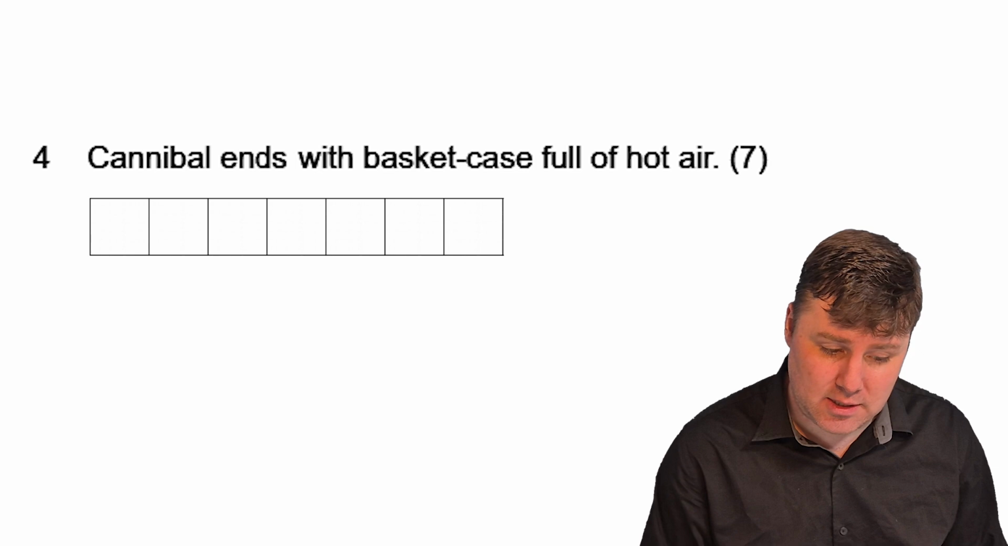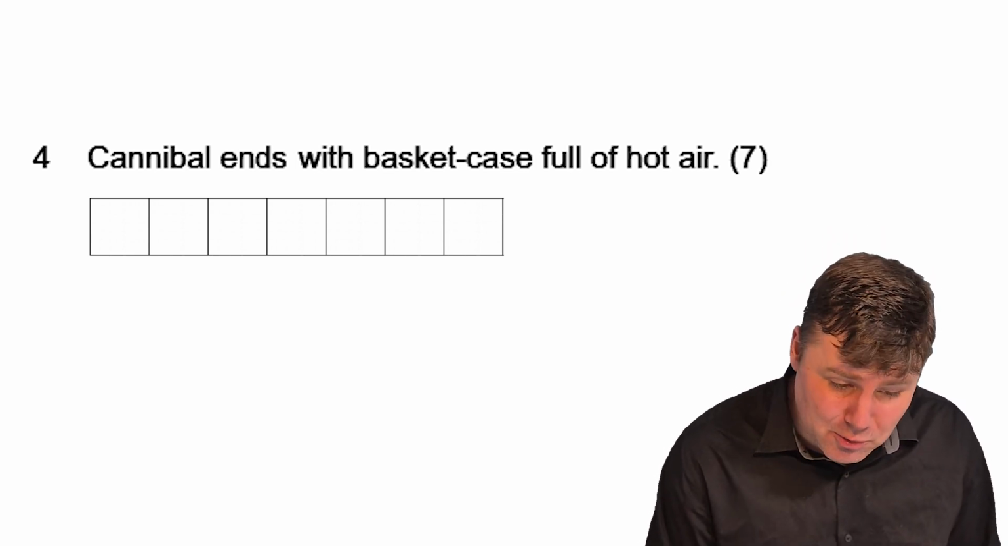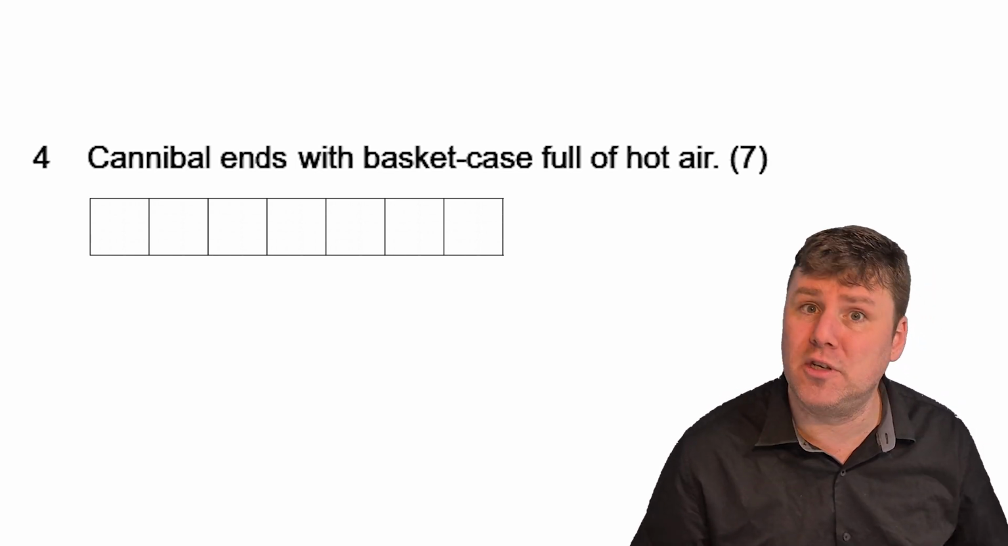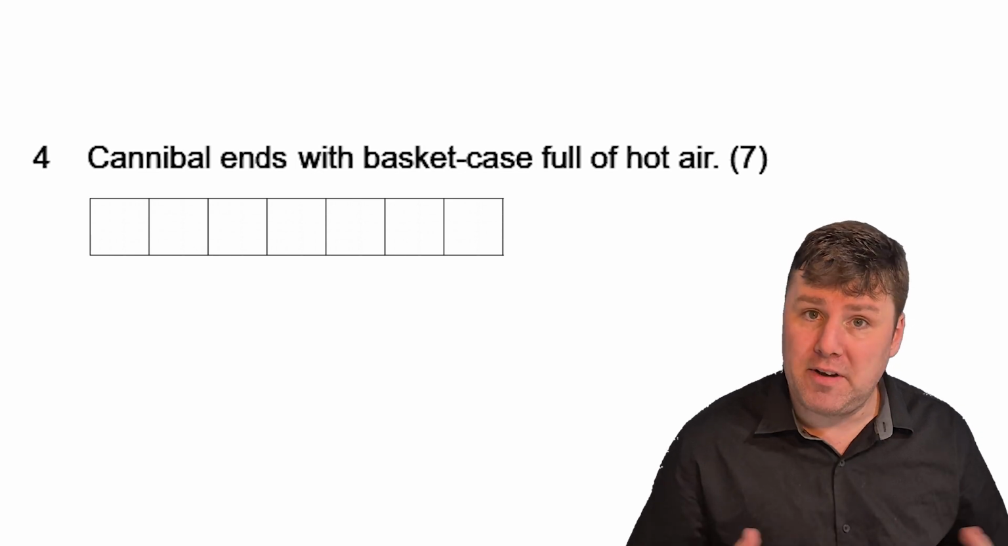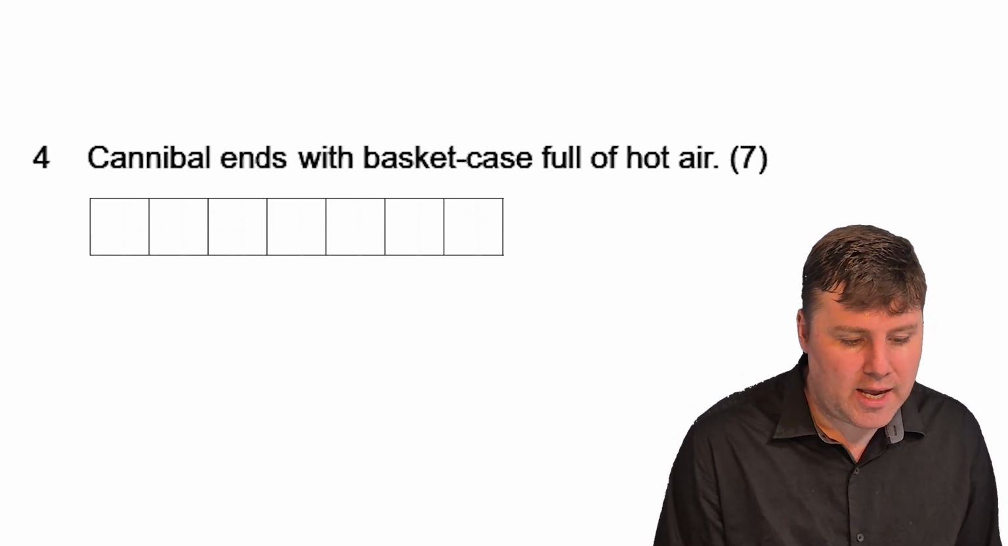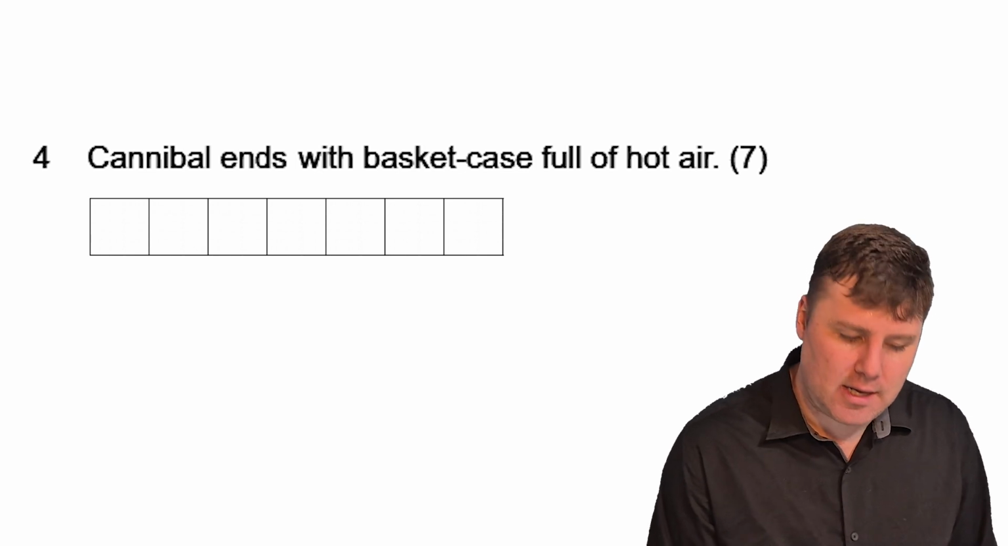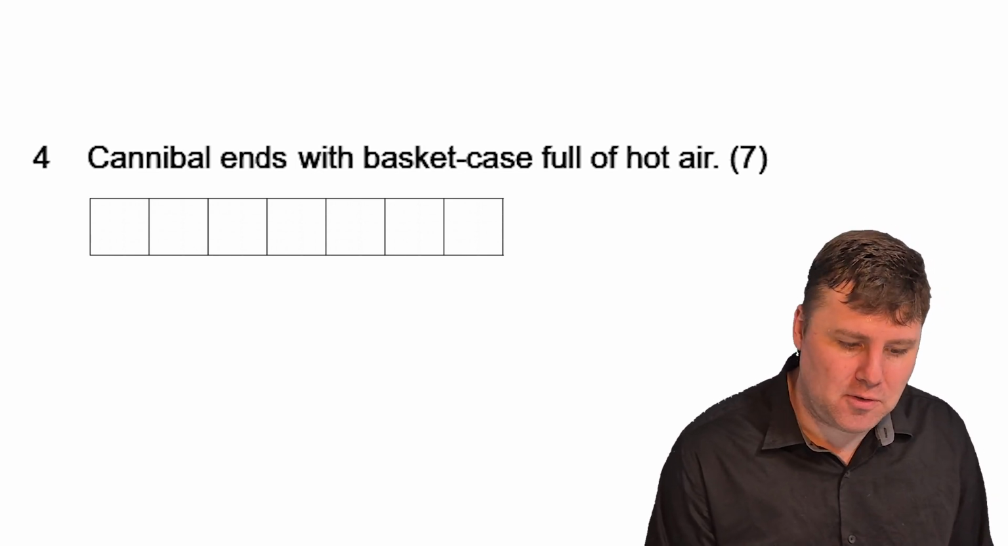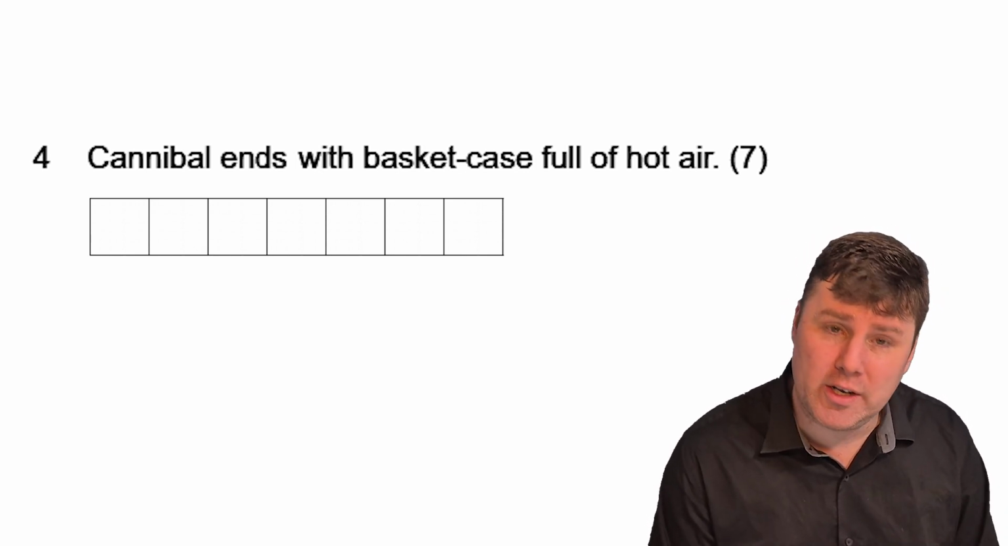Now for 4 across, we have: cannibal ends with basket case full of hot air. This sounds like some very disturbed individuals interacting on a surface reading of the clue. However, if we once again just break down the clue into little sections, cannibal ends, the ends there refers to the last few letters of the word cannibal.